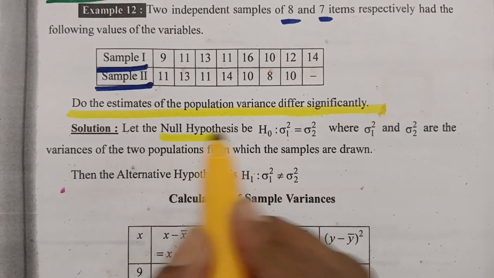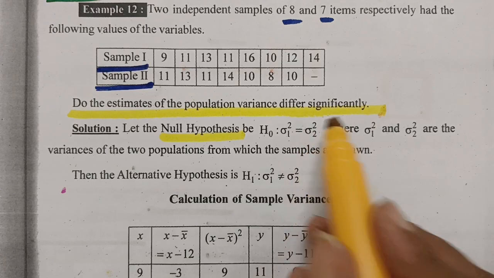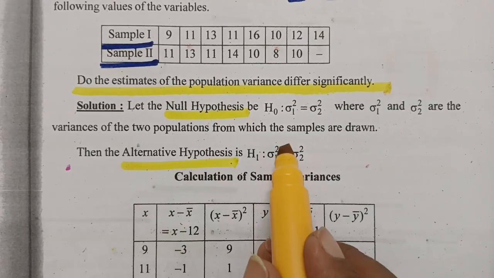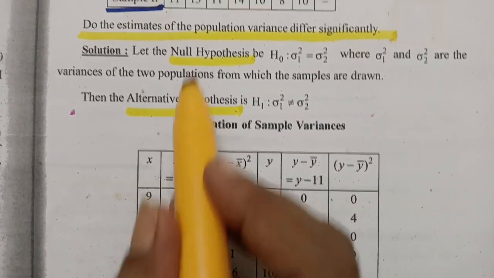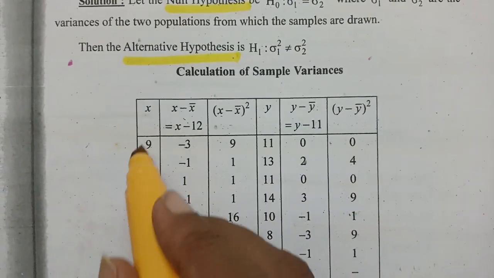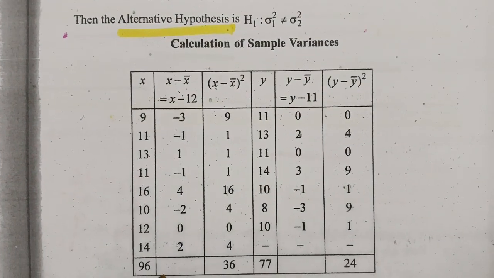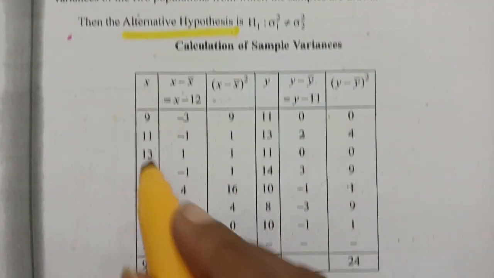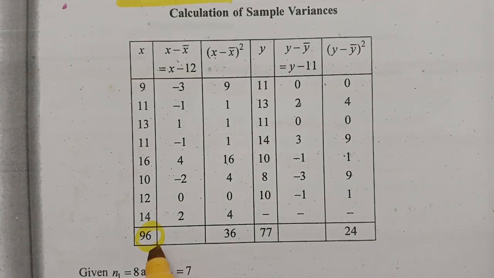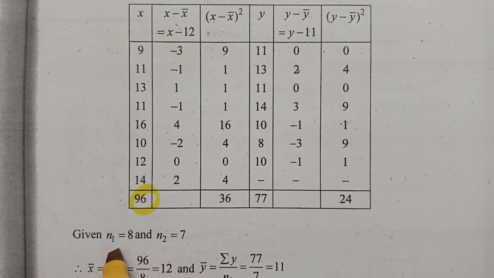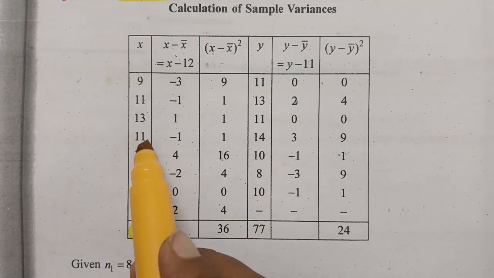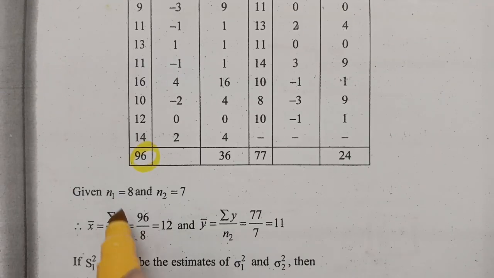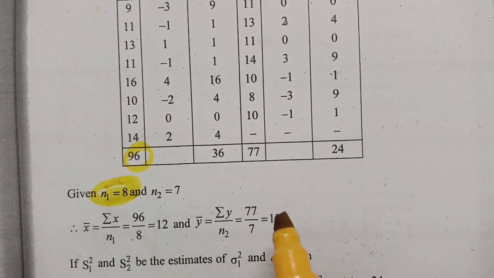So here, as usual, null hypothesis: sigma 1 square is equal to sigma 2 square. Alternate hypothesis: sigma 1 square not equal to sigma 2 square. This data is filled in as column 1. See here, from 9 till 14, copy in column 1, and we have to make an addition, that is 96. And next, N1 is equal to 1, 2, 3, 4, 5, 6, 7, 8. N1 is equal to 8 here.